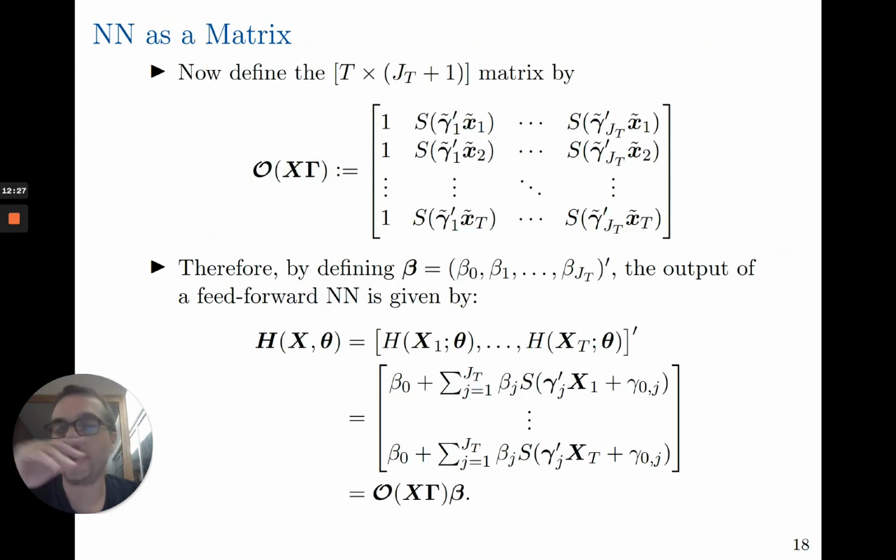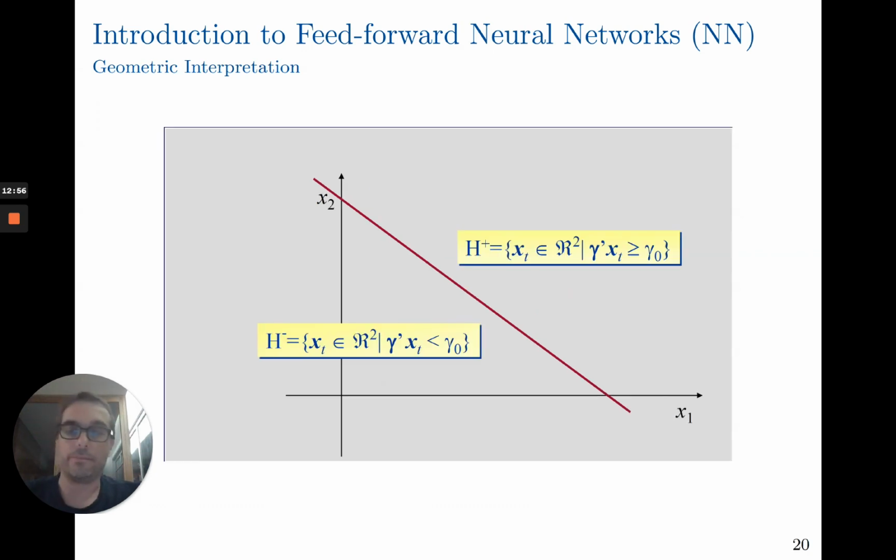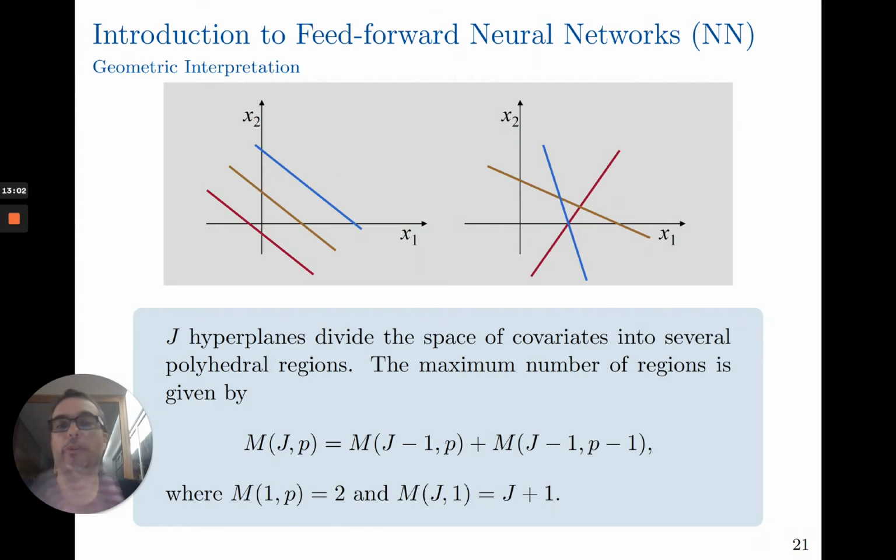And basically what this linear combination is doing, you can write the linear combination as a hyperplane. So in 2 dimensions, it's just a line, here, this line, that's defined by this vector, gamma x equal to gamma naught. Gamma will give the direction of this thing here. Gamma naught over norm of gamma is the distance that we have from the origin. So you have 2 regions, on one side of the hyperplane and on the other side of the hyperplane. With many hyperplanes, we can define a recursive formula for the number of regions that we have.